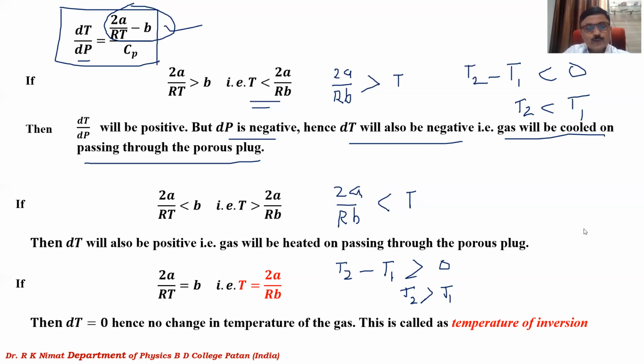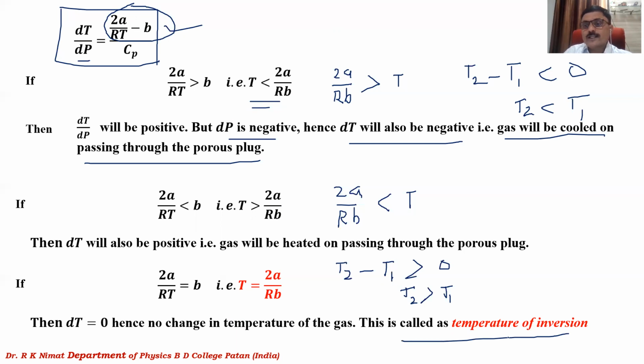So this quantity 2a divided by RB is very important. a is the van der Waals constant, b is the van der Waals constant, remember. And if this 2a divided by RT is equal to B, then RHS will be 0 and dT will be 0, means no change in temperature will be observed. So this temperature is called the temperature of inversion.